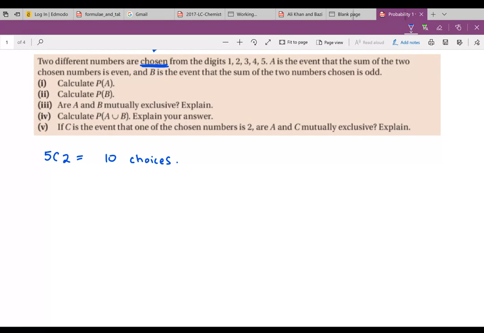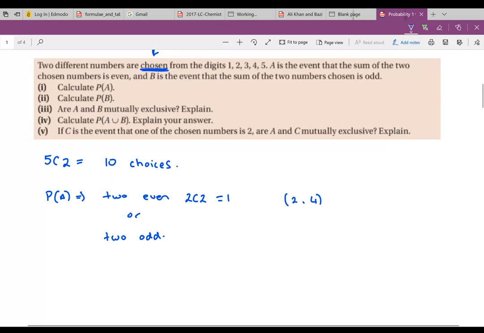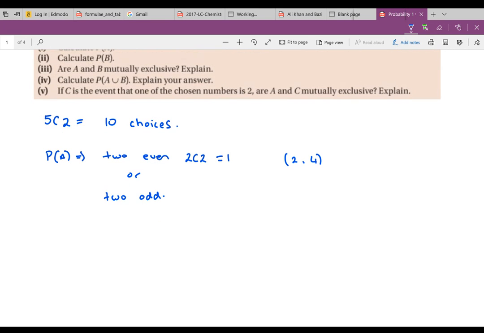There are 2 ways that you can do this. So the probability of A, the sum of the 2 numbers being even: you can either add 2 even numbers, or you can add 2 odd numbers. They're the only ways to get that. For 2 even numbers, I have 2 and 4, so I have to choose both of them. That's only one option, which would be to use the 2 and the 4. The order doesn't matter, because it's the same adding 2 to 4 or 4 to 2.